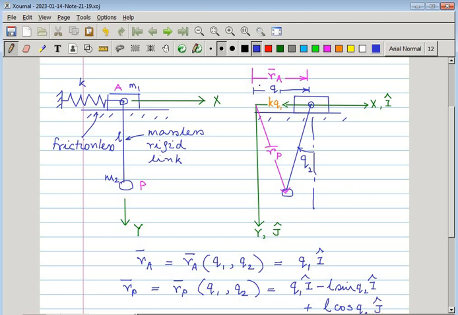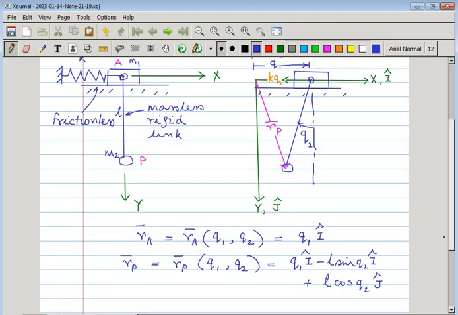So the position vector of this particle is RA, because we are calling this A. RA is a function of Q1 and Q2, and it is here Q1 I, and RP is also a function of Q1 and Q2 in general. So this is Q1 I minus L sin Q2 I plus L cos Q2 J, the vertical distance.